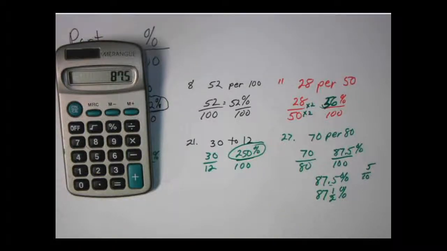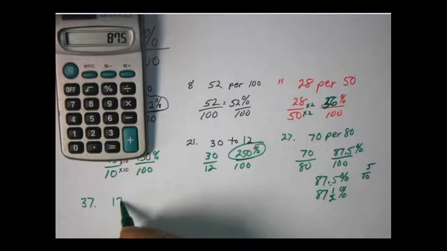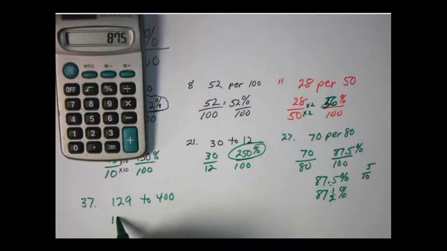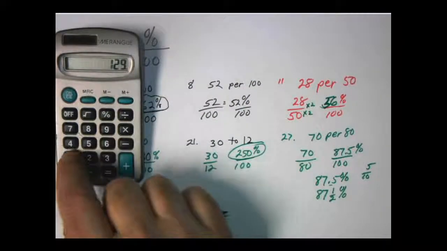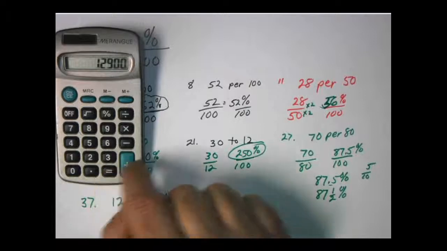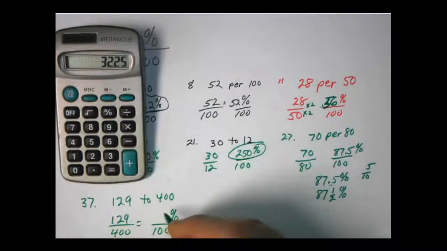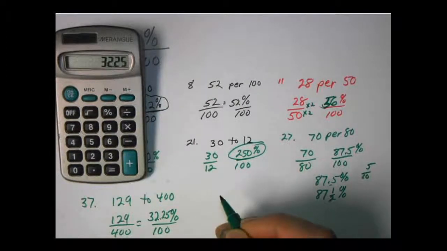Let's do another one of those. Let's look over here maybe at 37. So we have 129 to 400. So we have 129 in fraction form over 100. Percents go over 100. Let's cross multiply and divide. So we have 129 times 100, we're going to divide by 400. We would have 32.25%.